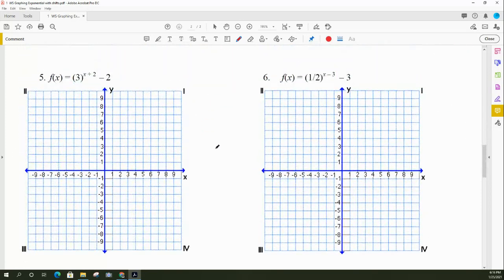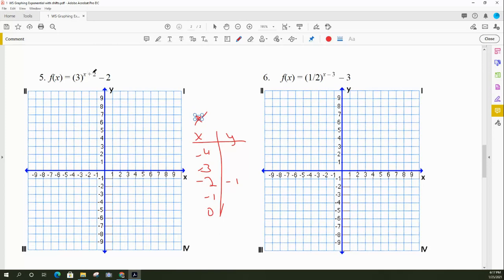All right, going to the next page. We got h and k in these. All right, so again, we still put h in the middle. Okay, h is -2, but so is k, but h is -2. All right, so -3, -4, -1, 0. Okay, so if we plug in -2, -2 plus 2 is 0, 3 to the 0 is 1, 1 minus 2 is -1.